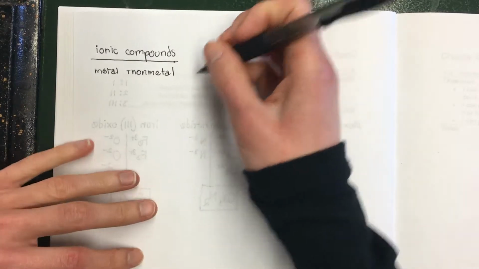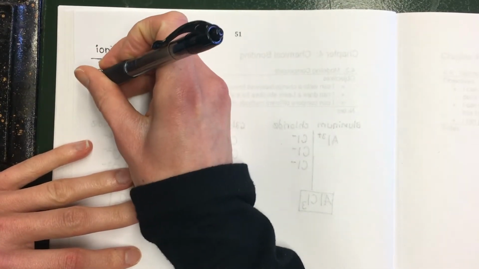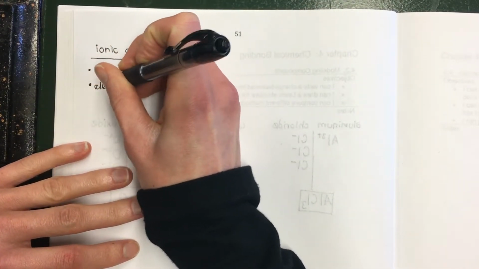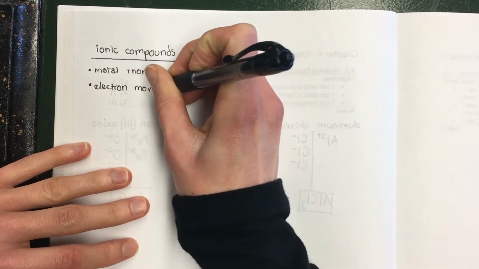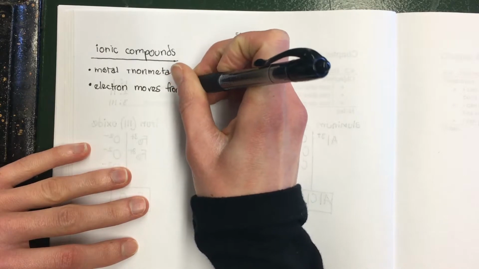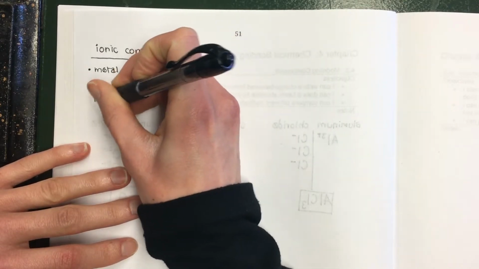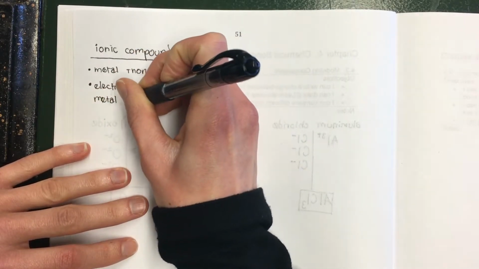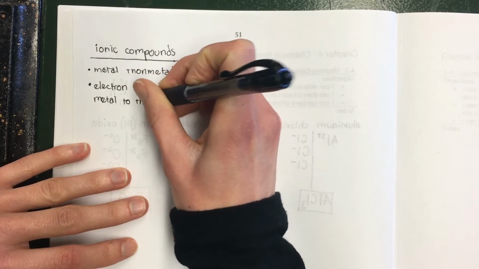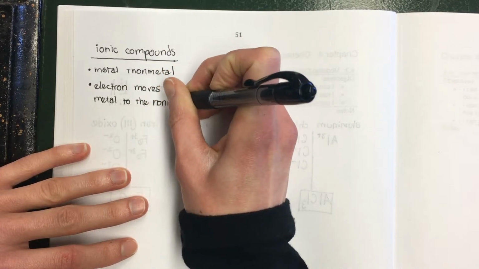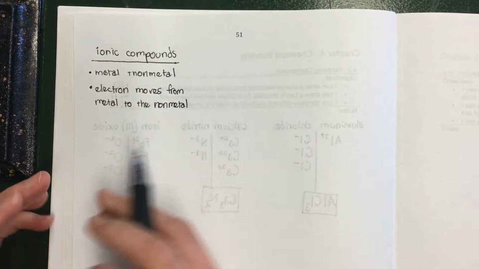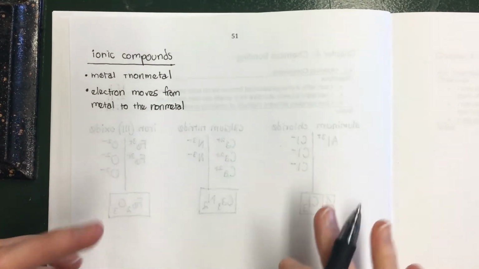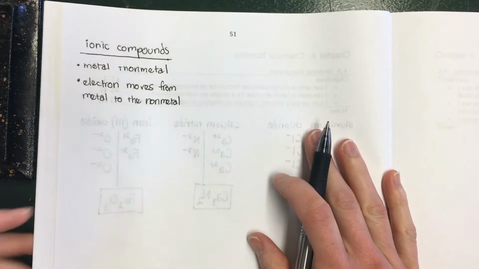So in an ionic compound, we have a metal and a nonmetal, and usually the metal gives an electron. So an electron is transferred, or it moves, from the metal to the nonmetal. And that makes the metal positive and the nonmetal negative, and then they're attracted to each other, and that's why they're a compound, because they're attracted to each other.